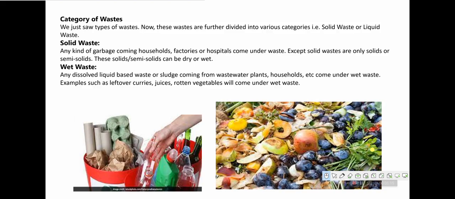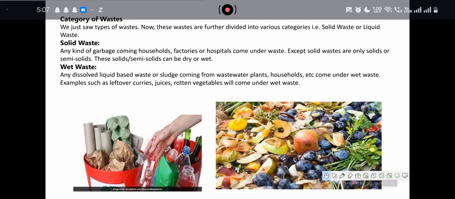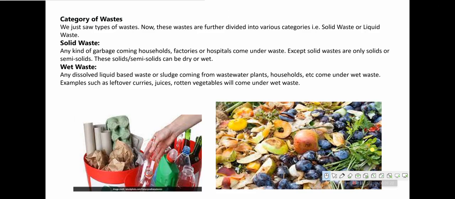The waste can be dry or it can be wet. For example, in our households there will be solid waste or dry waste. In the solid waste there will be two types: some will be wet or liquid types, and some will be pure solid waste. Except solid waste, there are only solids or semi-solids.